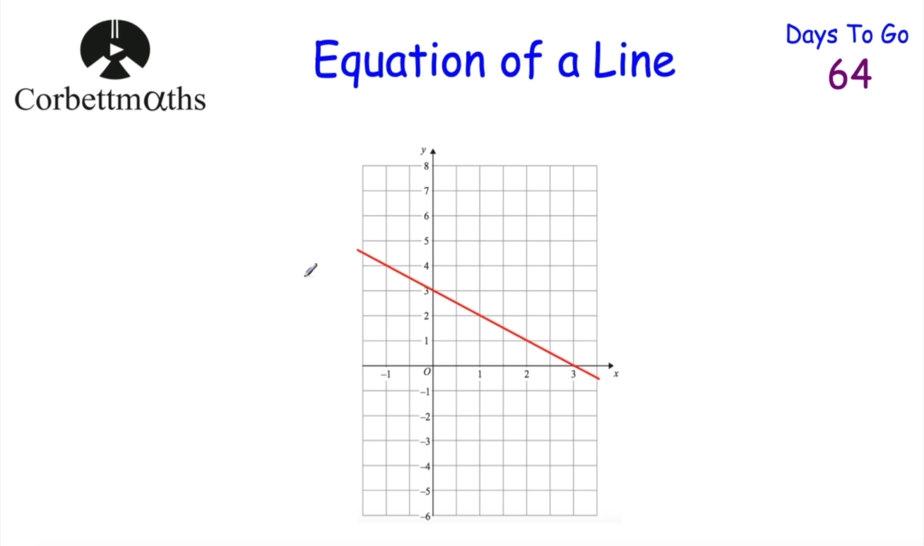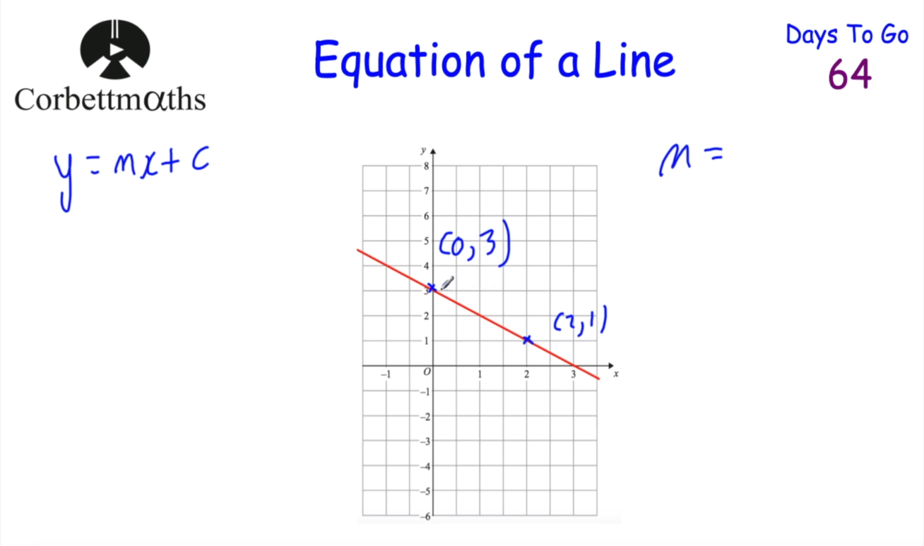Okay, so we want to find the equation of this line. So it's going to be in the form y equals mx plus c. So we need to find its gradient and we need to find the y-intercept. So in terms of its gradient, m, let's choose 2 points on the line. So I'm going to choose this point here, (0, 3), and I'm going to choose this point here, (2, 1). So I've chosen 2 points on the line.